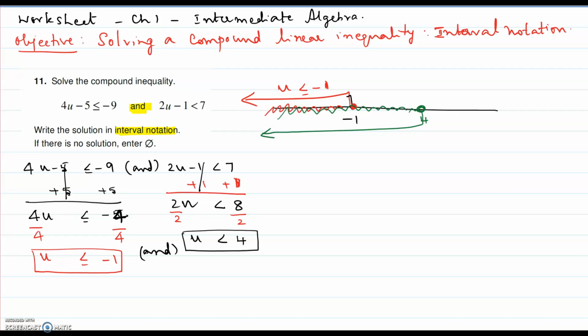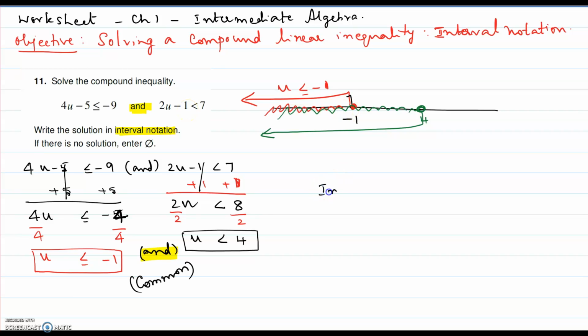Now we have to see, because the two inequalities are connected by and compound statement, and means common. What is that area or that interval part which is commonly shaded, meaning which occurs in both the intervals? You notice here a part is shaded only in red, a part is shaded only in green, but there is a part which is shaded both in red and green. That is the part which is common to both intervals. So that is all to the left of negative 1.